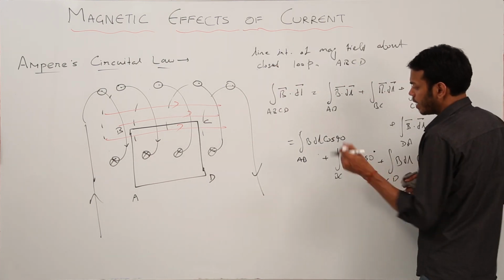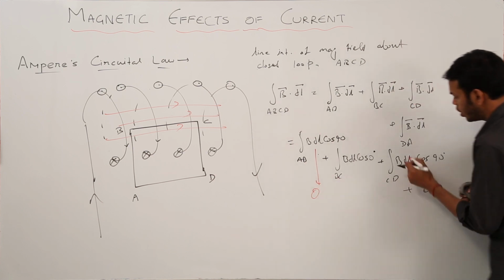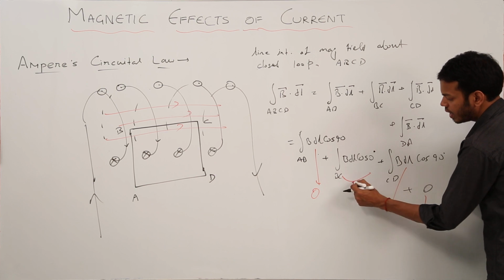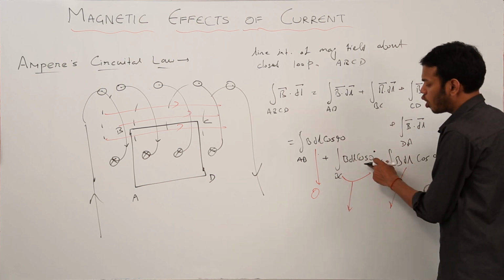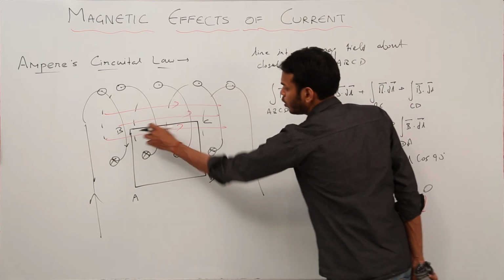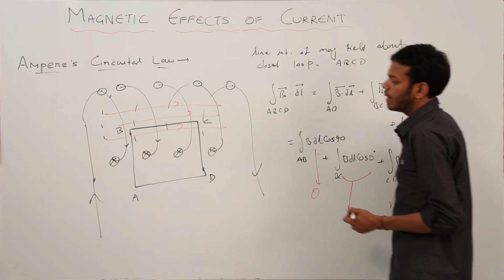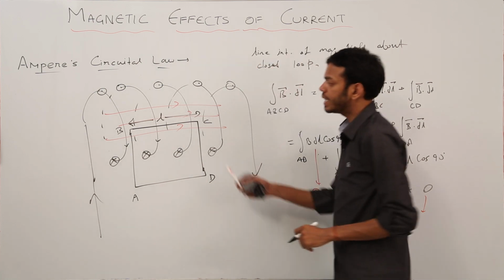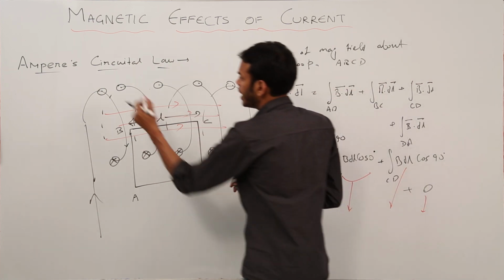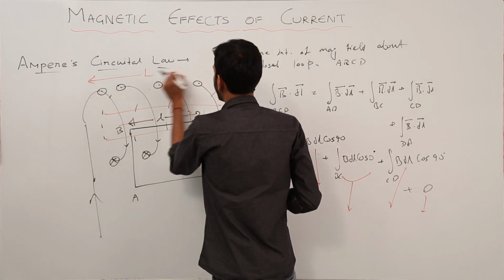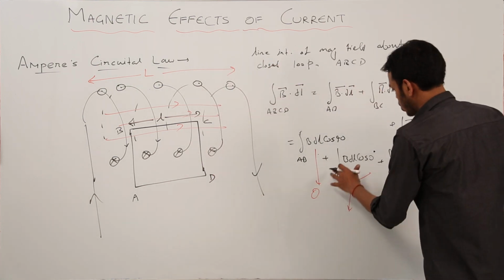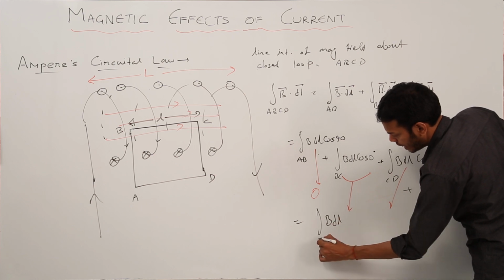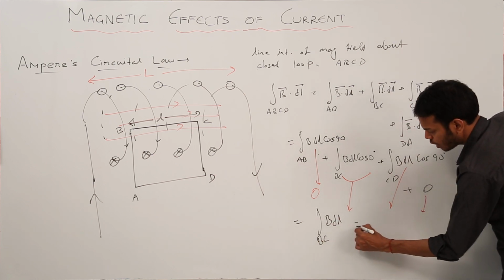Due to this cos 90, this is going to be 0. We already have a 0, so all we are left with is B dl cos 0 for the length B to C. Let's take this small length equal to L, and the total length of the solenoid be capital L. So my answer here would be the integral of B dl for B to C.